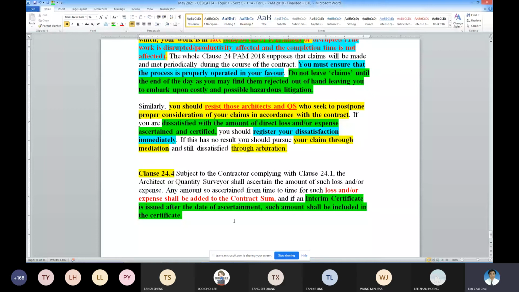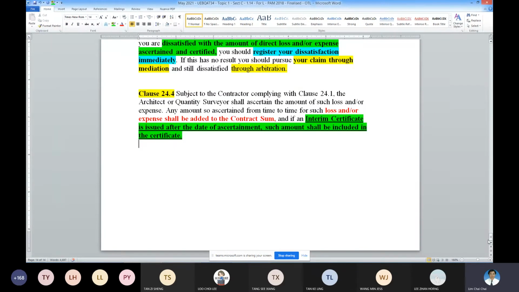Loss and expense added to the contract sum is, at the end of the day, a contract sum adjustment. Okay, that one is paperwork only. It's good for the QS. But to the contractor, what I want is the money. So please remember that. So with that, we come to an end to this topic already.